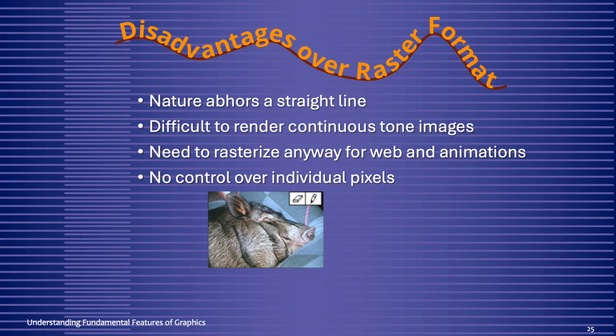The eraser tool and pencil tool shown here are key editing tools in raster graphics software. They allow you to edit individual pixels or small groups of them. You can't do that with vector tools unless that group of pixels is defined as a separate object.